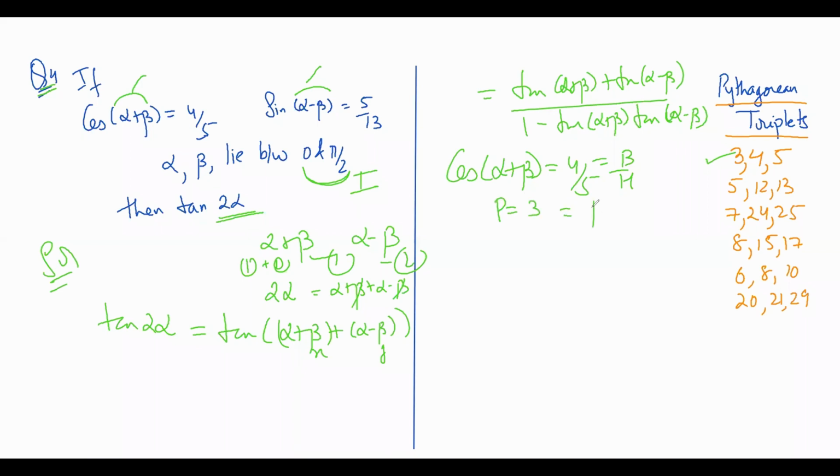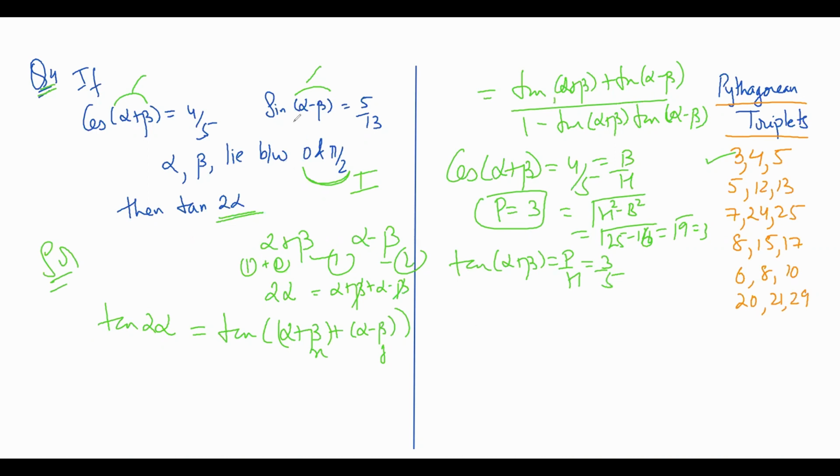You know that this is the Pythagoras theorem, and if you know this, you can directly find it out. So that is 25 minus 16, root 9. Therefore I told you to learn these Pythagorean triplets. So my perpendicular is 3, therefore my tan of alpha plus beta comes out to be perpendicular upon base, that is 3 by 4, because I need tan alpha plus beta here.